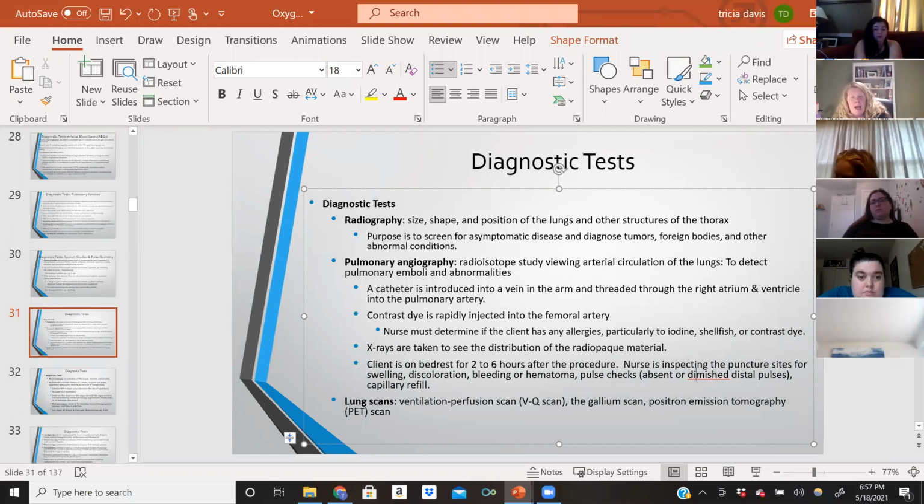So then we can do lung scans. We can do that VQ scan that we talked about earlier, a couple slides back. That's that ventilation perfusion scan. We can do a gallium scan, and we can do a positron emission tomography, also called a PET scan.